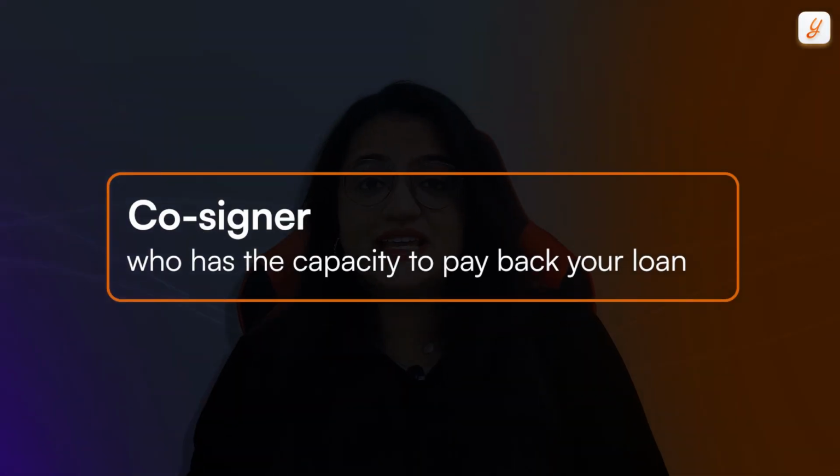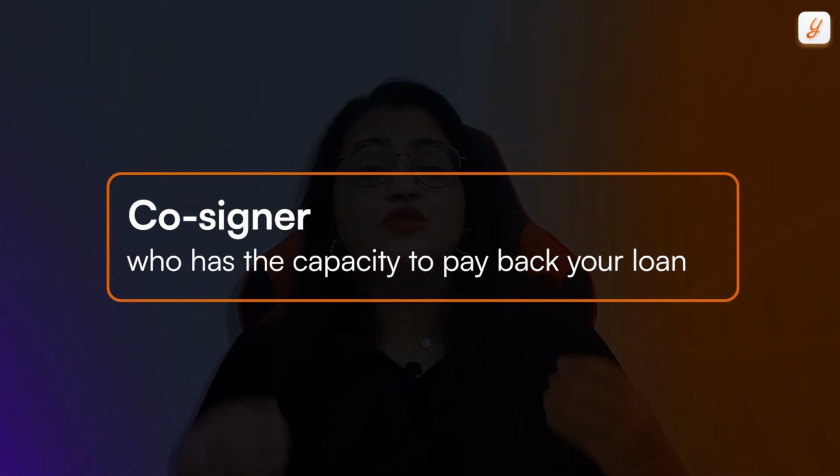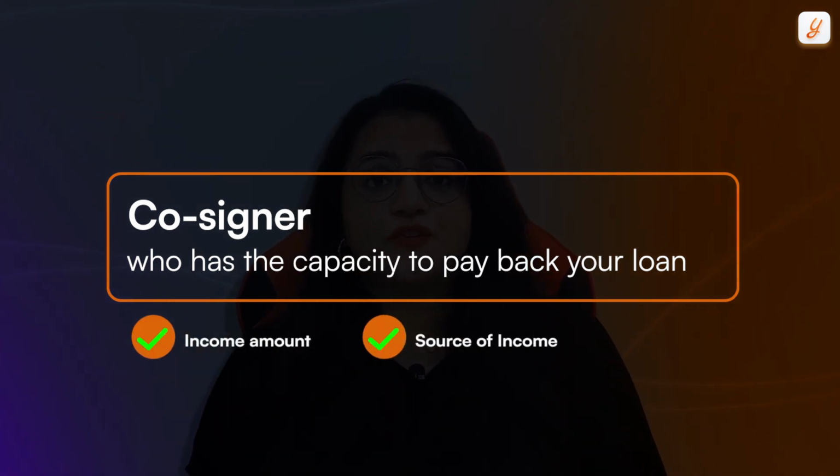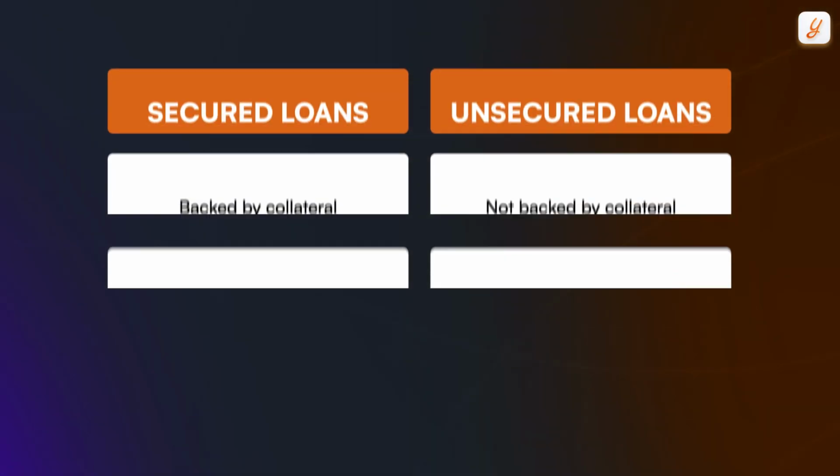Apart from collateral, the other important point to note is the presence of a co-applicant, co-signer, or a co-borrower. All of these terms mean the same to say that they share the responsibility of paying the loan back on time. So their income amount, source of income, age, and other such factors may also be relevant when it comes to finding an education loan.